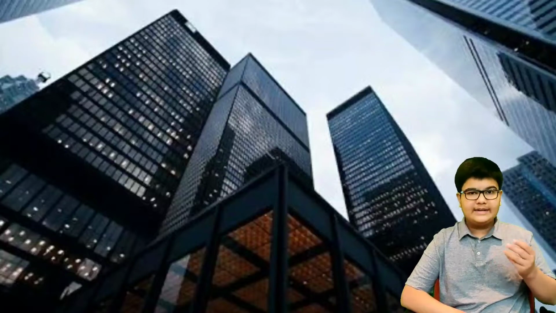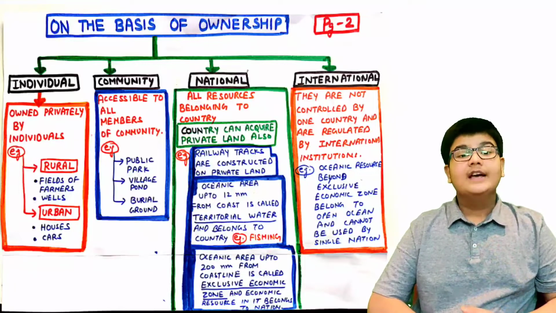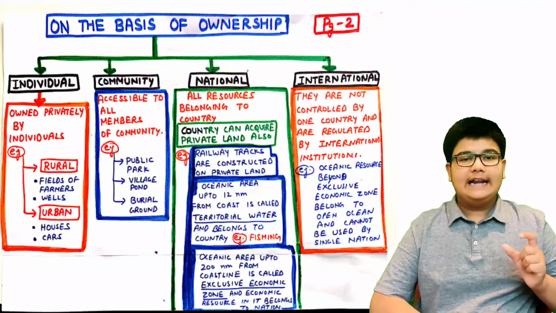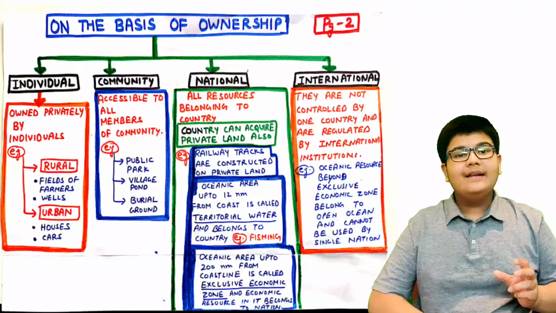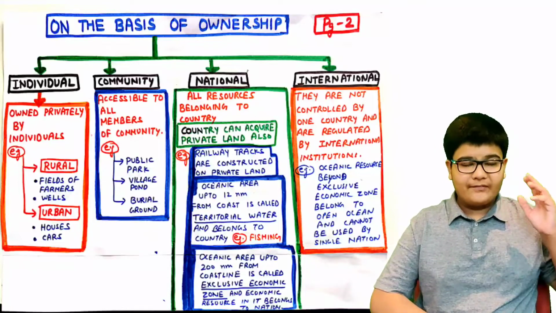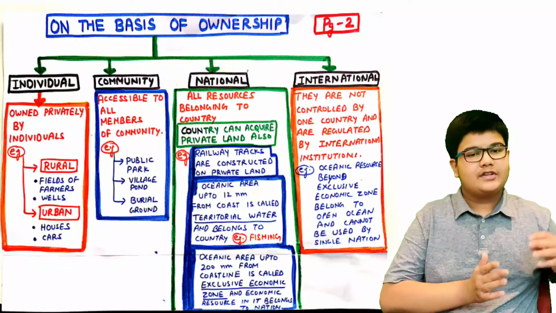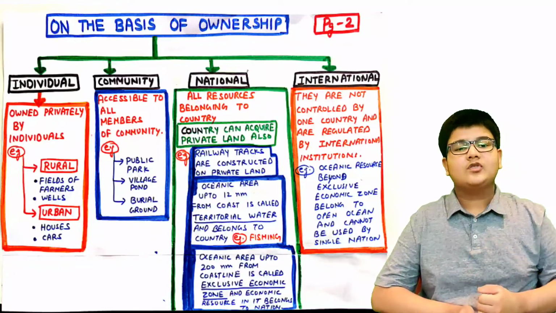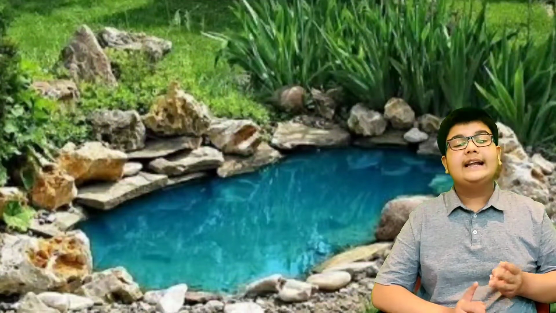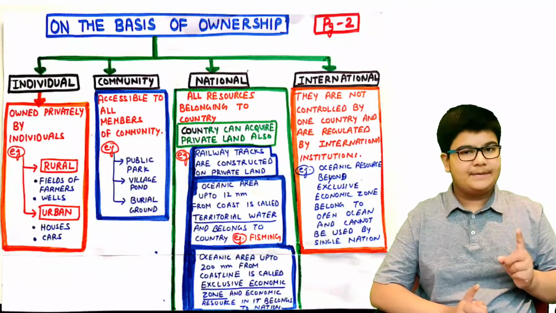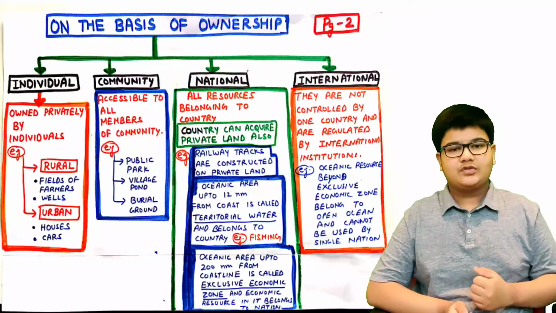are the individual resources. Second, community resources. These are the resources that are accessible to all the members of a community. For example, if in a community there are 50 people, then all those 50 people own that resource. The examples of such resources are public park, village pond and burial ground. These resources do not belong to a single person but to the entire community. Third, national resources.